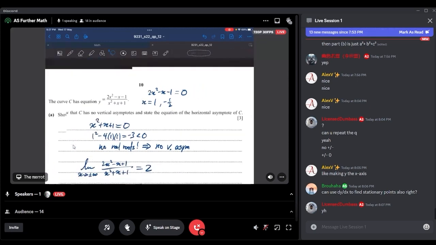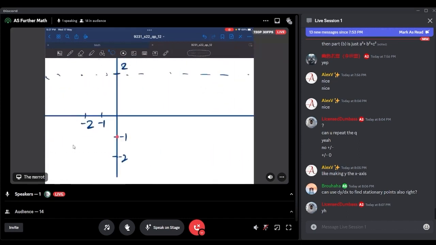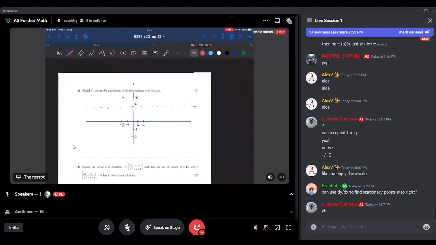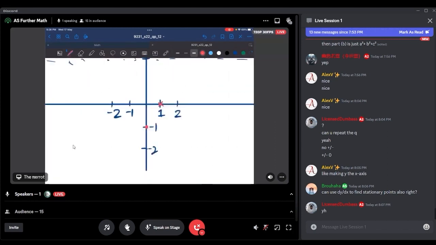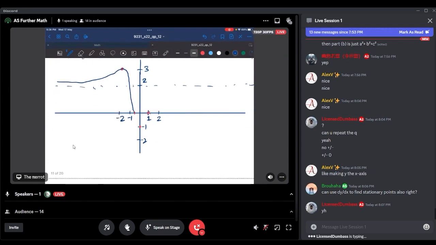Okay, so now we have x is 1. This is 2. So it should touch here. And one more, it should touch at negative half, so right here. Okay, now you just draw the graph like there's no tomorrow. It's so hard. Okay, like that.